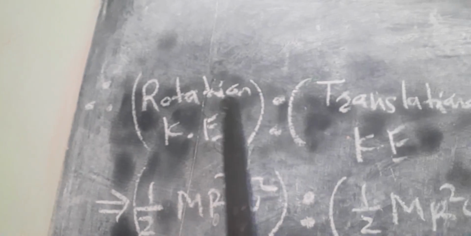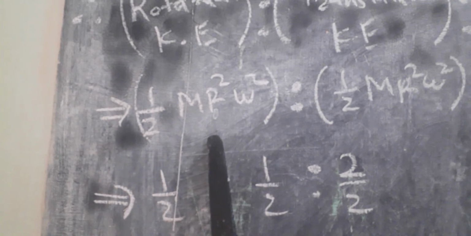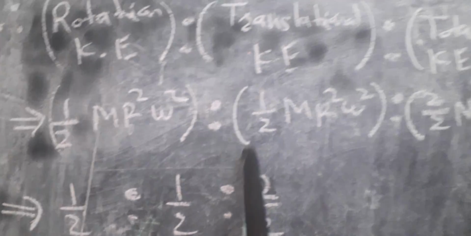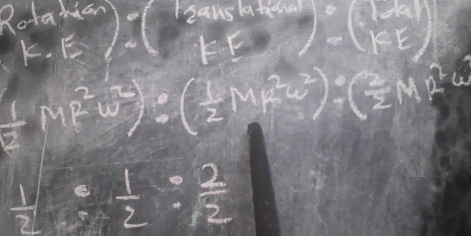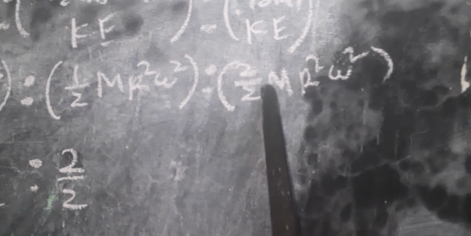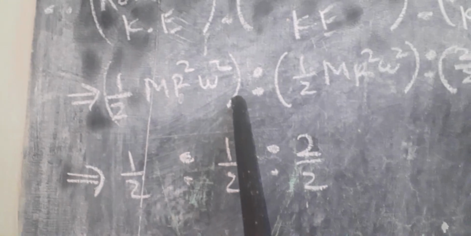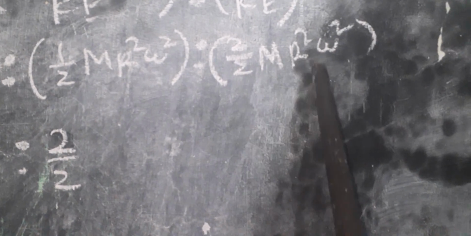We want to find out the ratio of rotational kinetic energy to translational kinetic energy to total kinetic energy. In place of rotational kinetic energy, I'll write 1/2 m r² ω², the double dot meaning division. In place of translational, I'll write equation number 2, 1/2 m r² ω². And in place of total kinetic energy, we write the third equation, 2/2 m r² ω². So it is clear that m r² ω² is common in all three terms.